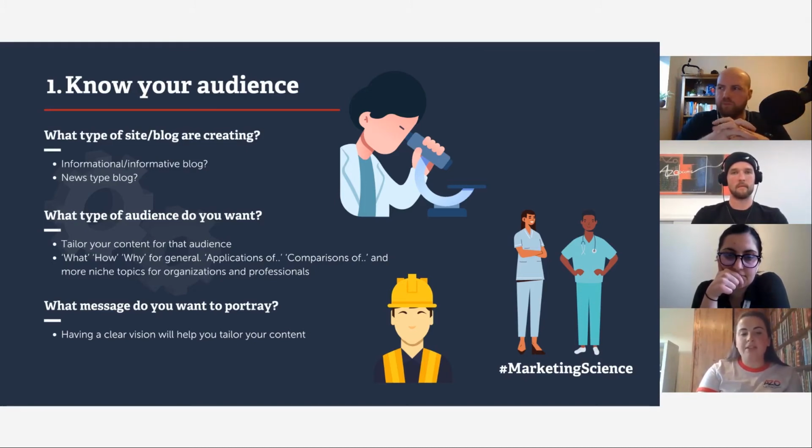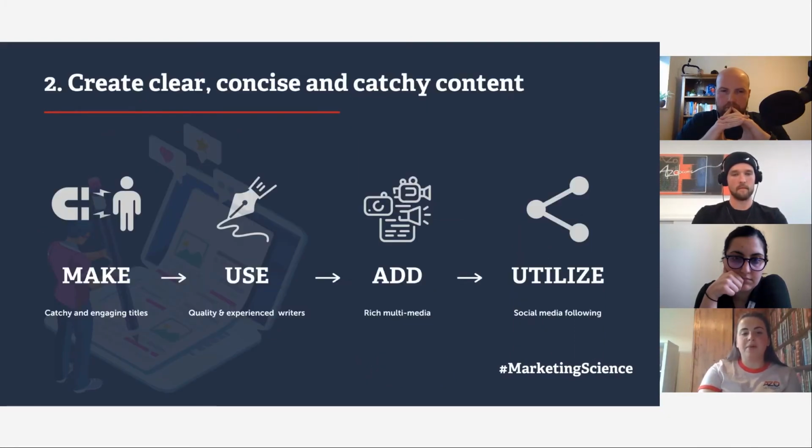In terms of audiences, I tend to go for titles such as what, how, why, more generic, for more people that tend to be Googling around a topic area. Whereas if you're looking to attract more of a niche audience, you'd go for titles like comparisons of, applications of, that kind of thing, which can be quite a clear comparison between the two. And the last part of that is what message do you want to portray to your readers? Having a clear vision and not sending out mixed messages and different types of content throughout your blog is really important. Try and keep it concise and separate.